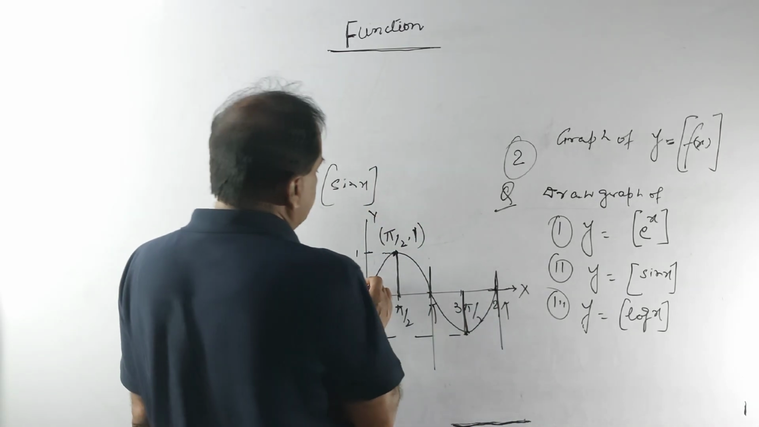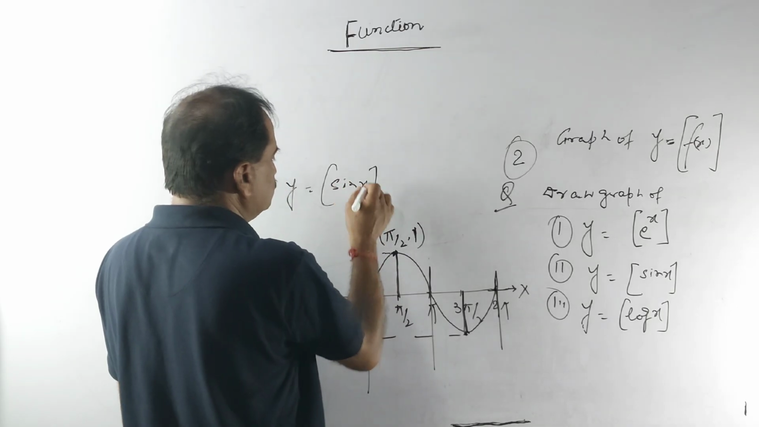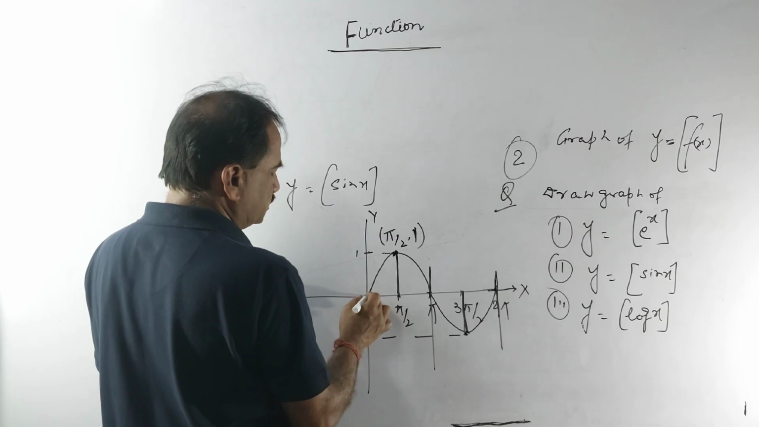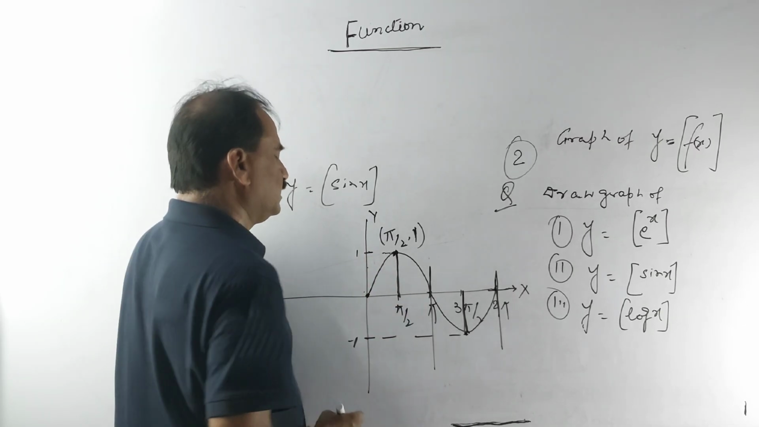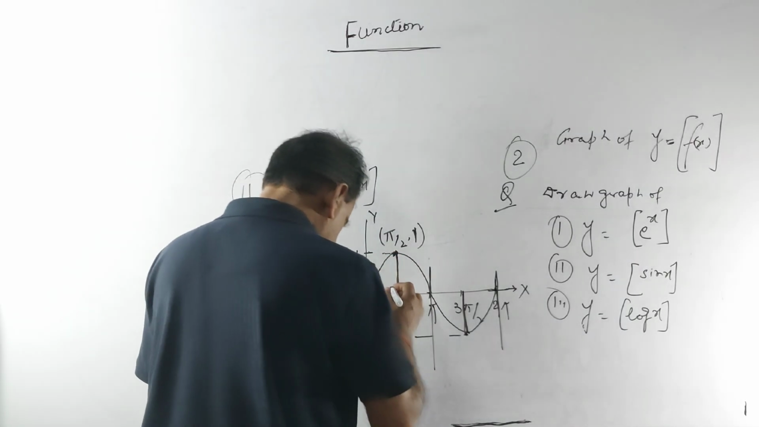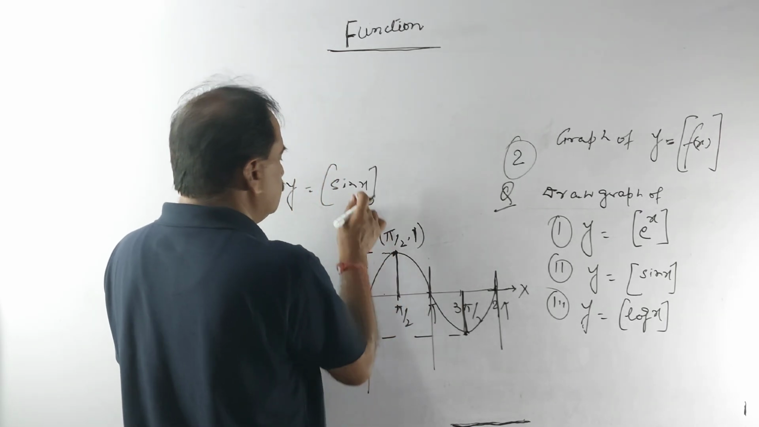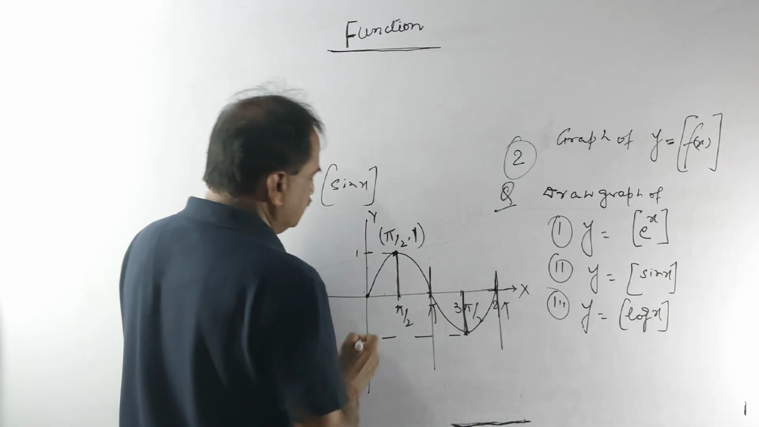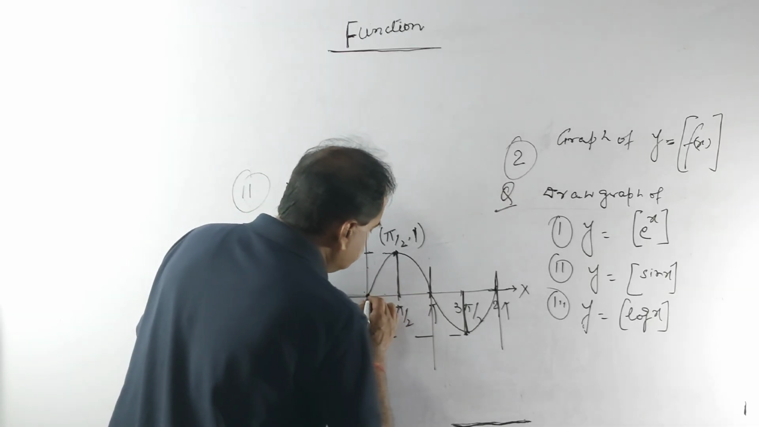We see the value of sin x starting at x equal to 0. When x equal to 0, sin 0 equal to 0, so y must be equal to 0. This point exists. But between these two vertical lines, from the graph it is clear that the value of sin x must lie between 0 to 1. Therefore, the integral part must be equal to 0. So the graph between these two vertical lines must be this.